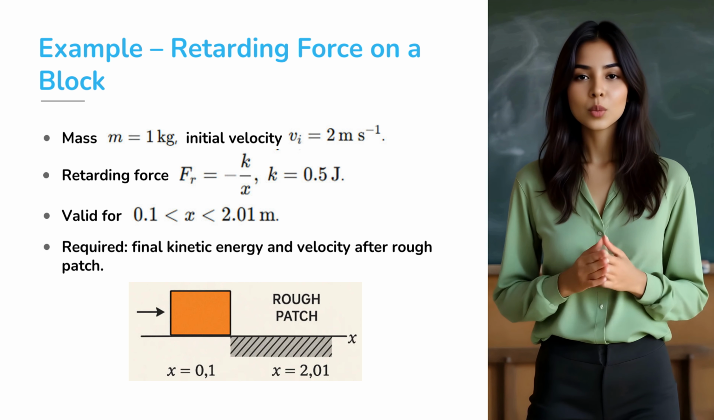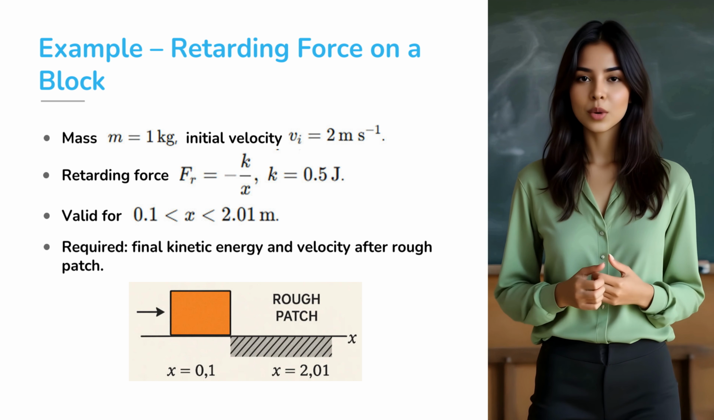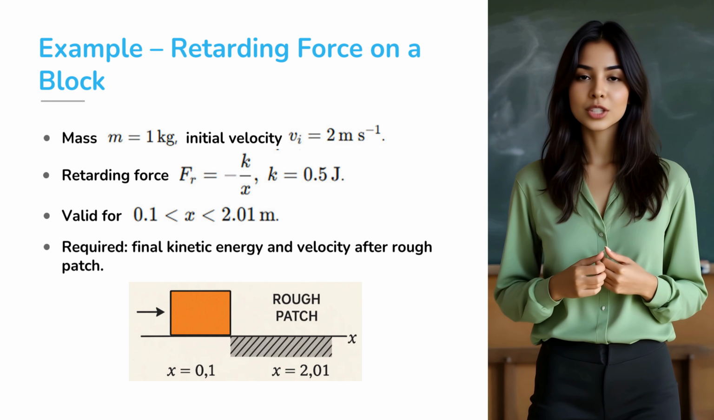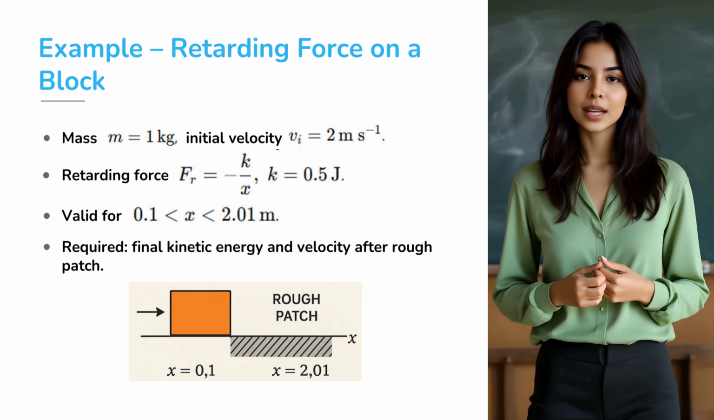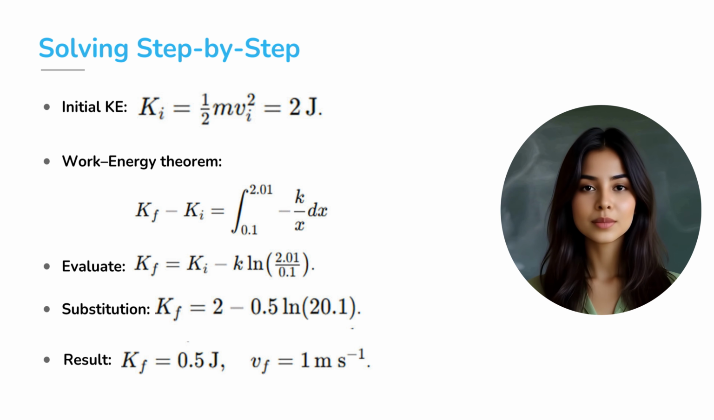Well, that's where the work-energy theorem comes in. It's the perfect tool for solving this problem because it allows us to relate the work done by the friction force to the change in kinetic energy. Let's break it down step by step. First, the initial kinetic energy of the box. It's simply K equals 1/2 m vi squared equals 2 joules, and we know the initial speed is 2 meters per second. That gives us 2 joules of initial kinetic energy.